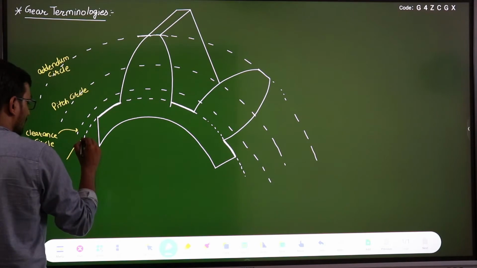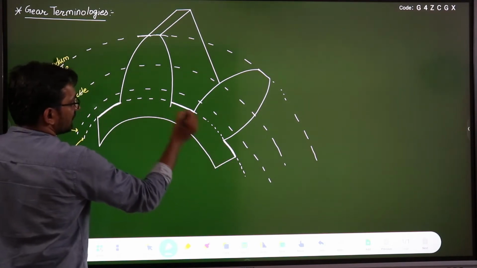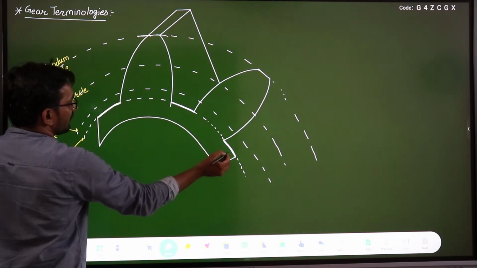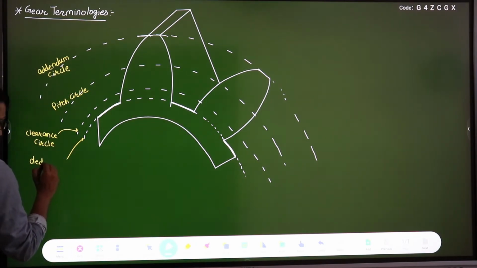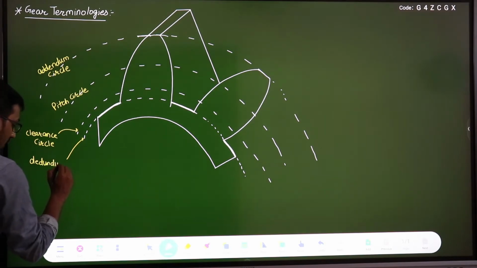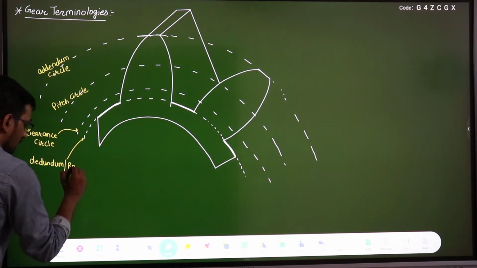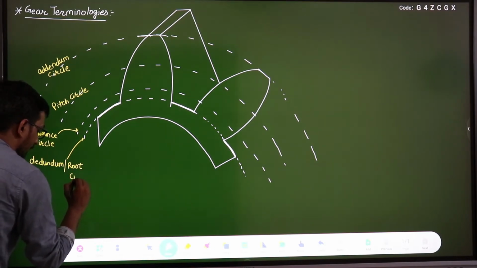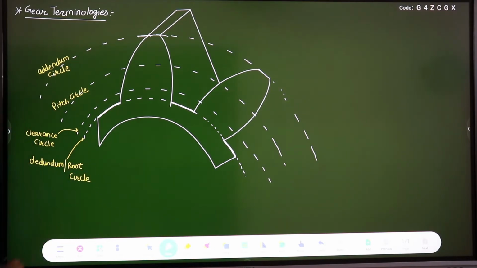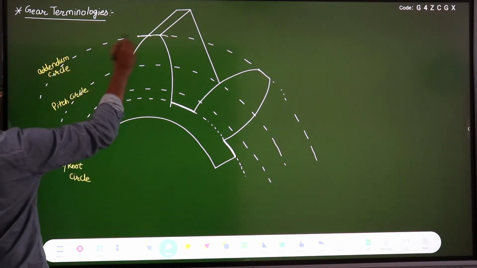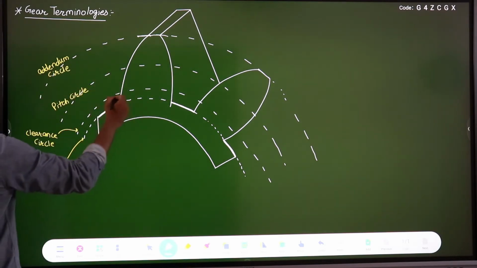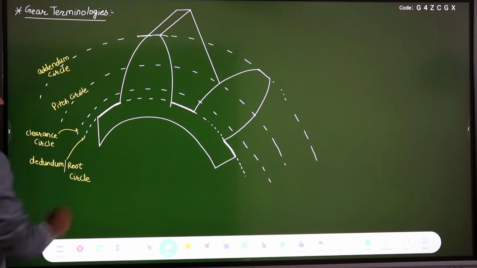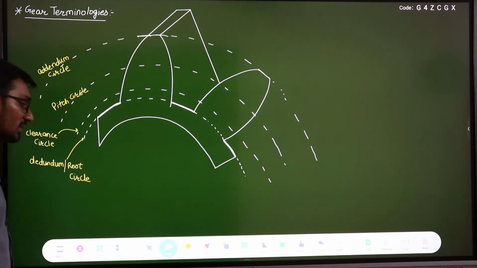And the last circle, which is connected with the root of the gear teeth, the end of the gear teeth, is known as the dedendum or root circle. So these are the four circles shown here. The first one, connected with the top surface, is the addendum circle. The second is the pitch circle. This is the clearance circle, and this is your dedendum circle, which is connected with the root of the gear teeth.